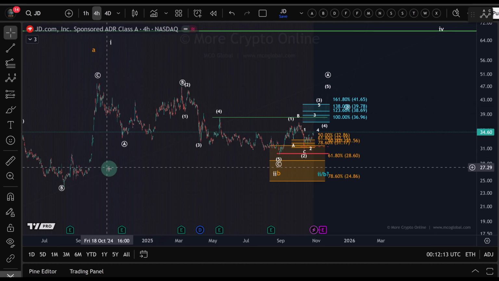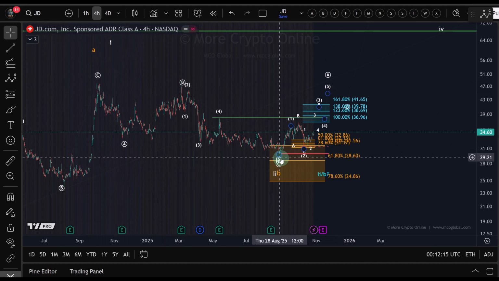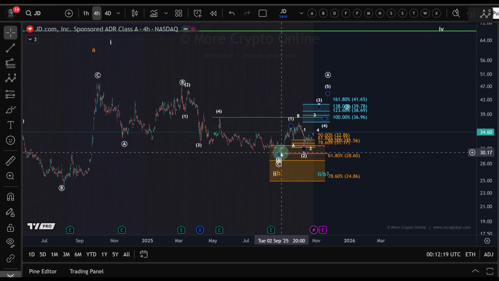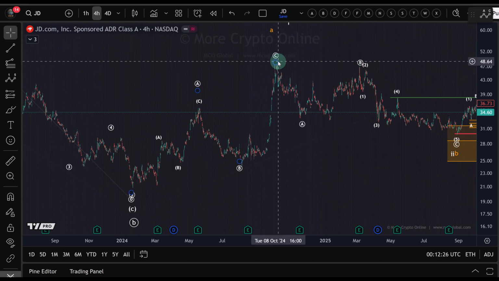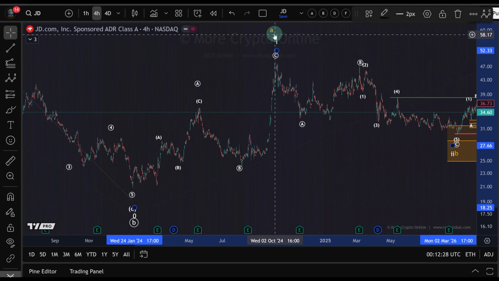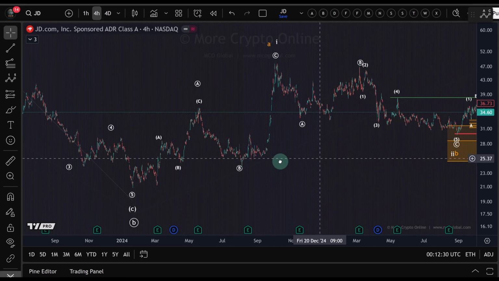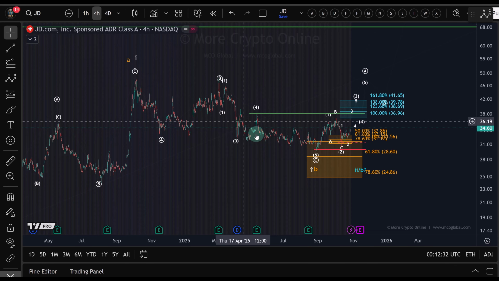Looking at the structure here, the current thesis is that a wave 2 or a B wave bottomed in August. In other words, a substantial low might be in. We started a rally in January 2024. It's only a 3-wave rally, and the market topped here. I started to cover JD at some point down here.